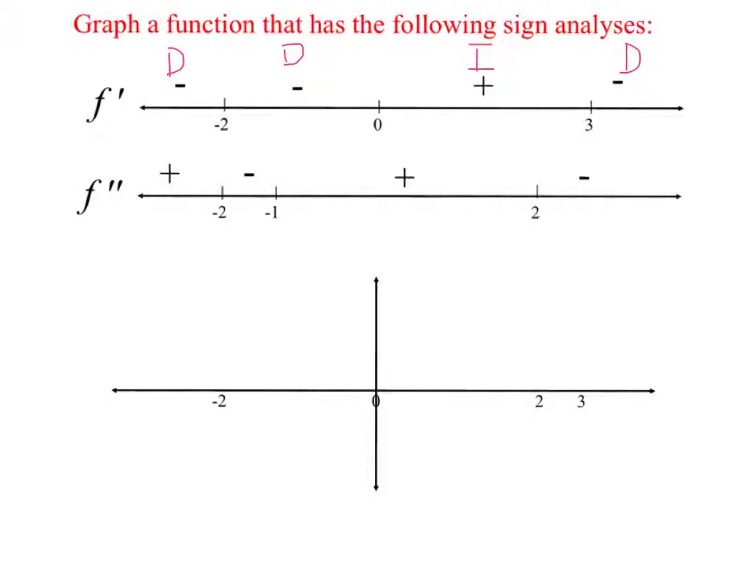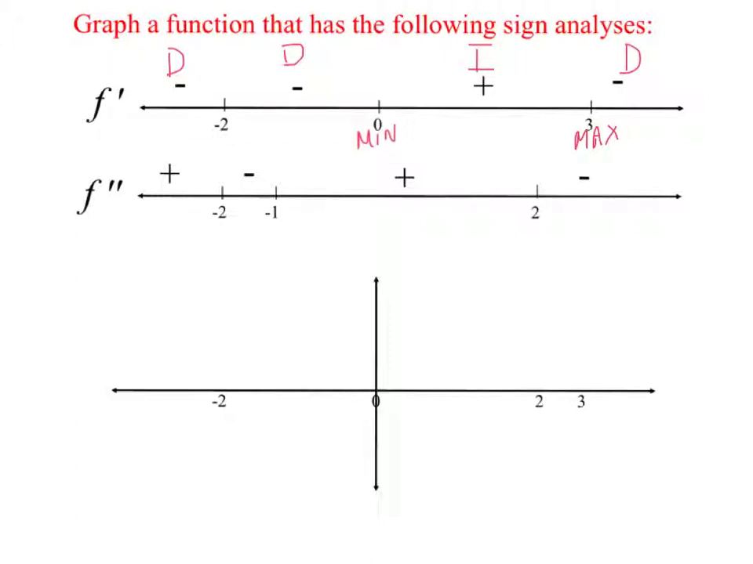Let me fill in some other information here. At 0, the derivative changed from negative to positive, meaning the function changed from decreasing to increasing. I know that this is a minimum, so I need to have a minimum at 0. And at 3, the derivative changed from positive to negative, so the function changed from increasing to decreasing, so I know that at 3, I need to have a maximum. Now let me do the second derivative.